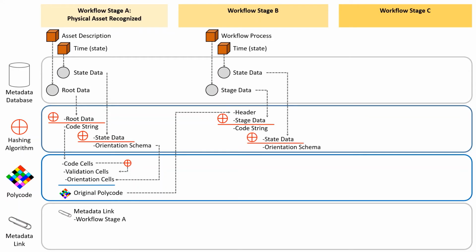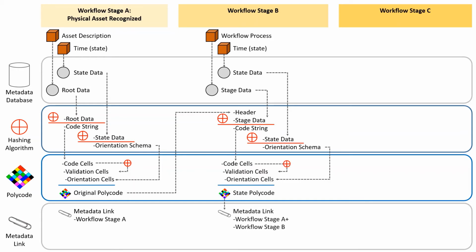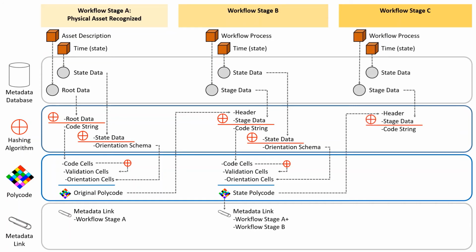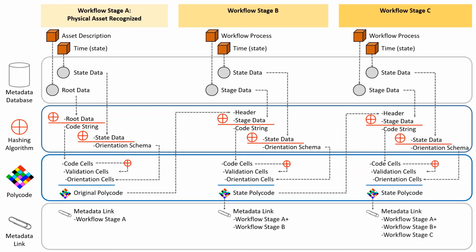The critical state data is again encoded in the orientation schema. The new polycode is generated, functioning as a metadata link back to stages A and B, and is now the inevitable result of the two successive workflow stages and the two values for the critical state data. All other successive steps follow the same pattern, forming a chain of securely linked polycodes and input data, ensuring the integrity of the overall process as required by the critical state being tracked.